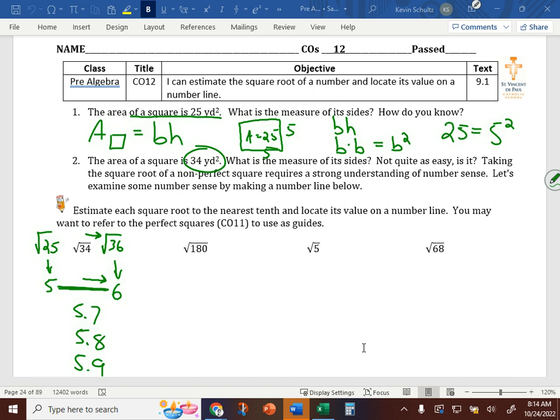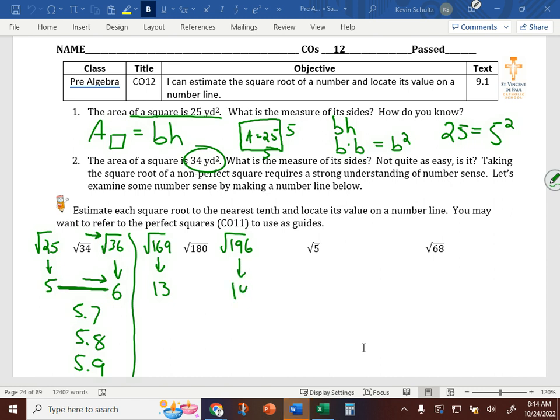What two perfect squares does that come between? What's the next smallest perfect square? What's the next largest perfect square? And take a look at your table. What's, yeah? 169. Good. 169 and 196. So the root of 180 is going to be somewhere between those two values. What is the root of 169? 13. And the root of 196? 14.